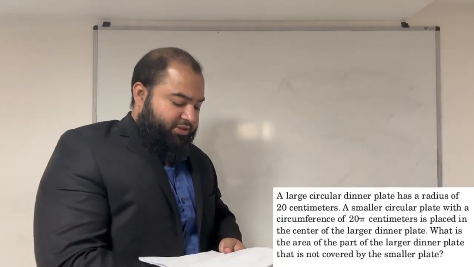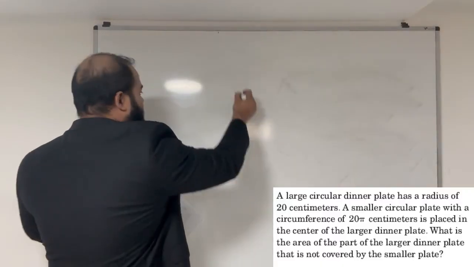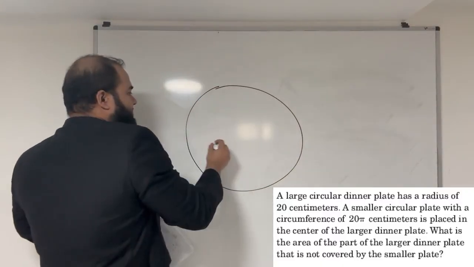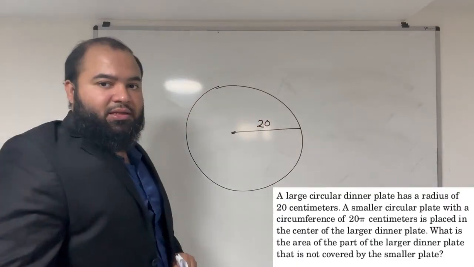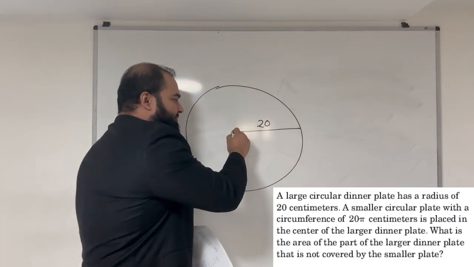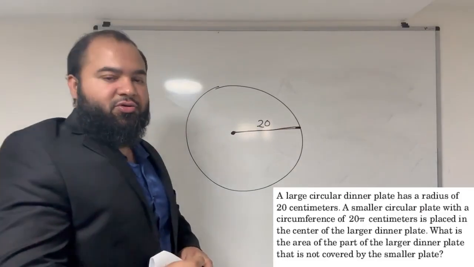Okay, this one is a geometry question. A large circular dinner plate has a radius of 20. So we have to draw a large circular dinner plate. It has a radius of 20. Well, in a circle, this is called the center. And from the center, you draw any line that touches the circle, that's called a radius.